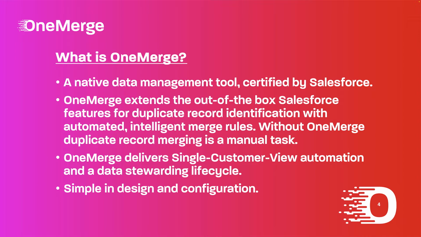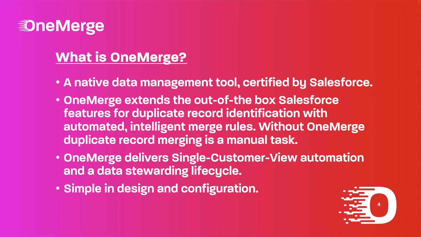Salesforce duplicate management features provide flexible, robust capabilities for record matching, but leave the merging of duplicates as a manual task. This approach to duplicate record merge is time-consuming, it doesn't scale well, or deliver quality, standardized outcomes. OneMerge solves this problem through flexible, automated merge rules which blend with the standard features to enable an end-to-end record match and merge solution which delivers efficient single customer view or 360-degree view automation.